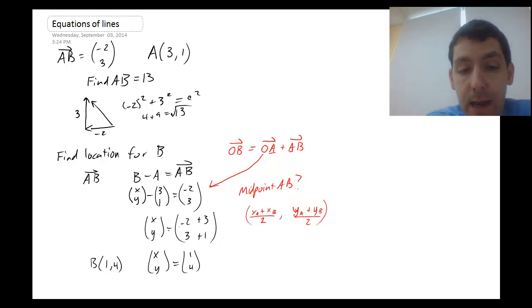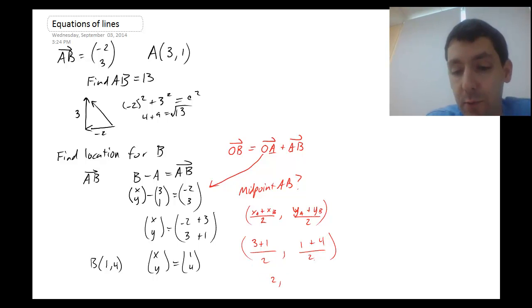So we got A, which was (3, 1), and then B was (1, 4), and then we can find the point, just like this. So now we've got 4 over 2, which is 2, and 1 plus 4 is 5 over 2, which is 2.5. And so our midpoint is (2, 2.5).